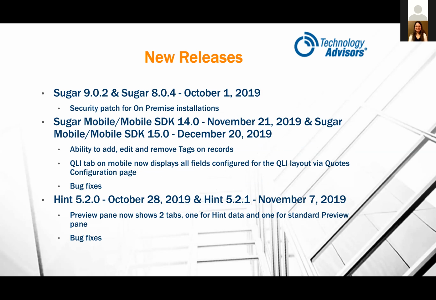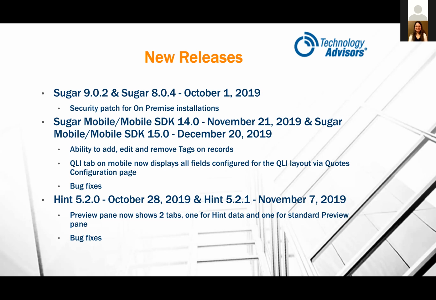Sugar Mobile has had a couple releases, 14.0 and 15.0. There were a couple of new features in the 15.0 release specifically: the ability to use tags on mobile, so you can now add, edit, and remove tags on records when you're working on the mobile app, as well as the configurability of the quoted line items tab within mobile. Initially, the quoted line items tab didn't show your actual configured quoted line items layout. It now does, so that any custom fields or things you might need for quoting are now available in mobile as well.